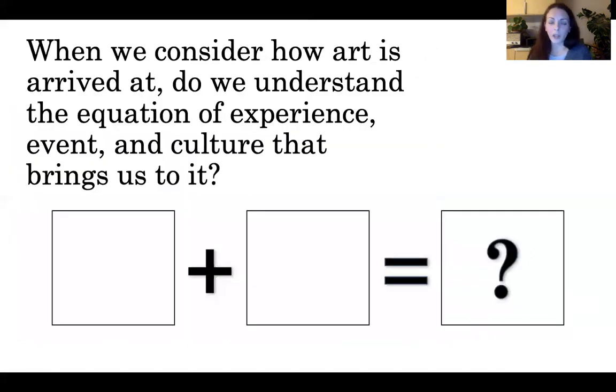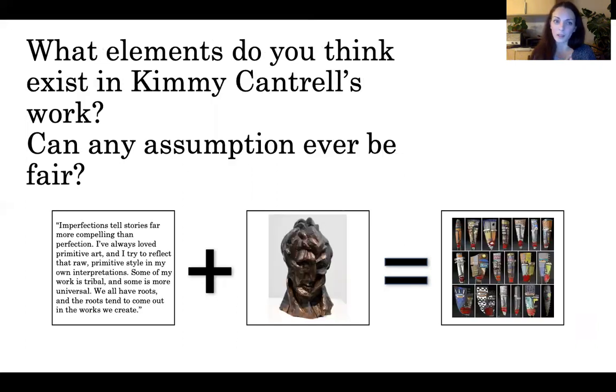So when we consider how art is arrived at, do we really understand the equation of experience, event, and culture that brings us to it? I want you to think that any outcome that would be in the box where the question mark is at the moment has probably got lots of ingredients, or parts of an equation, that are added together first to arrive at that thing. And when we think about Kimmy Cantrell, I wonder if you can think about what elements there are that lead him to make the work he does.